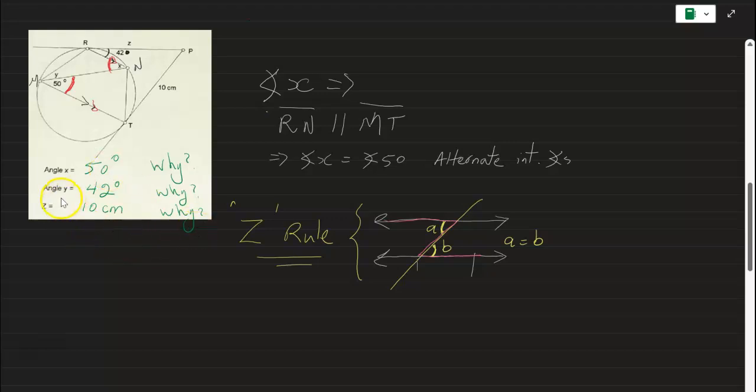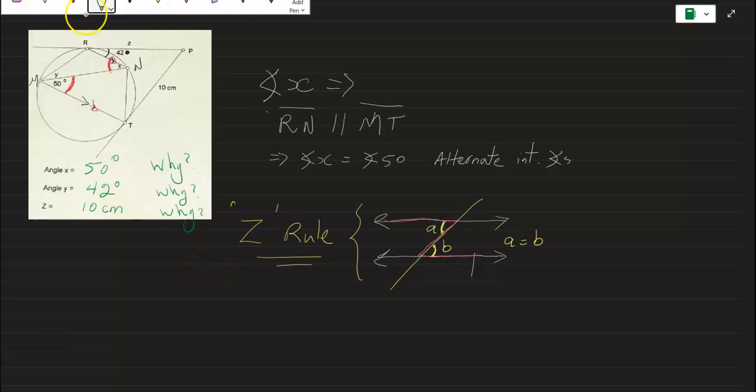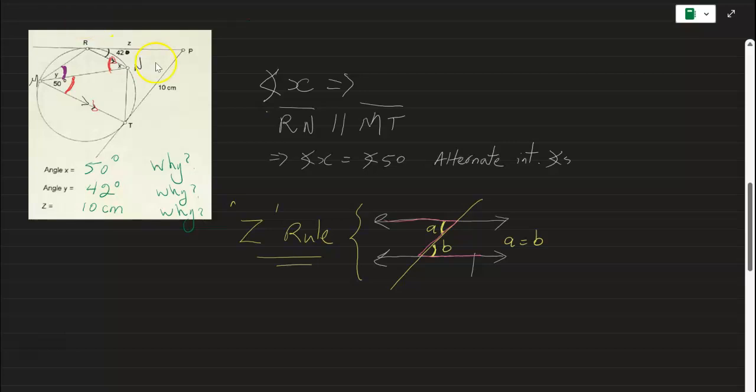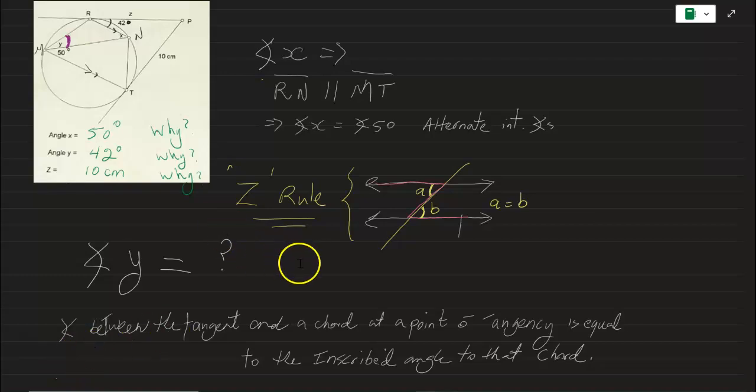Now let's look at angle Y. Angle Y is up here, and we want to know the measure of that angle. To get angle Y, I need to remind you of the theorem that has to do with tangent lines. You've got a tangent line, PR, this complete line, which is tangent to the circle. And this chord RN is intersecting this tangent line at the point of tangency, which is R.